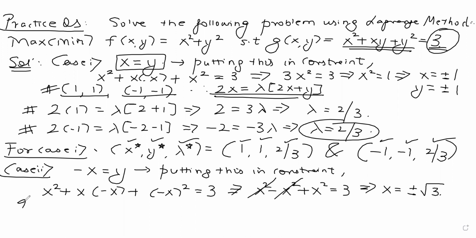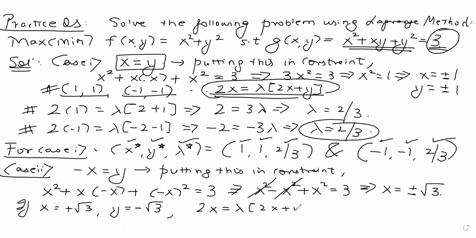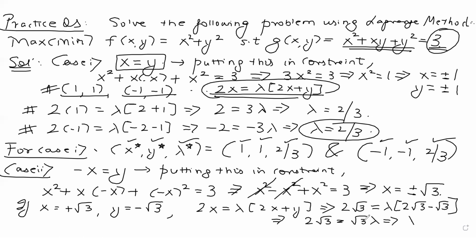So clearly, if x is equal to plus root 3, y is equal to minus root 3, I can find the value of lambda if I plug it in this equation. So I can write 2x is equal to lambda times 2x plus y, which implies 2 root 3 is equal to lambda times 2 root 3 minus root 3, which implies 2 root 3 is equal to root 3 times lambda, which implies lambda is 2.